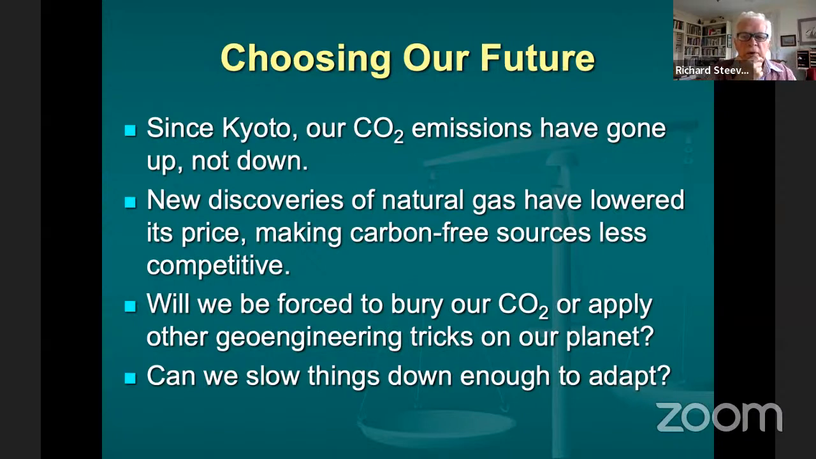Since Kyoto, our CO2 emissions have gone up, not down. New discoveries of natural gas have lowered its price, making carbon-free sources less competitive. Will we be forced to bury our CO2 or apply other geoengineering tricks to our planet? Can we slow things down enough to adapt?